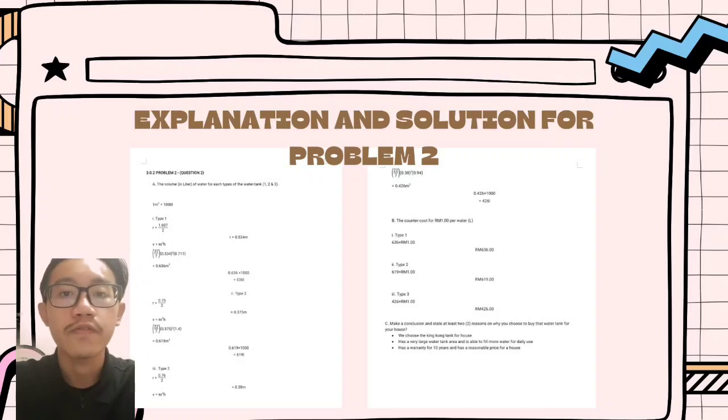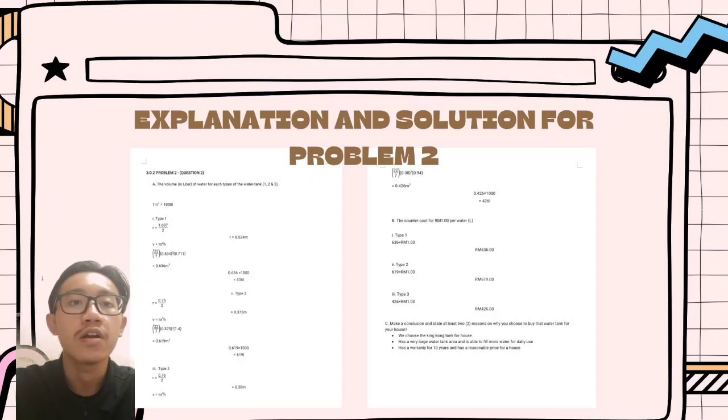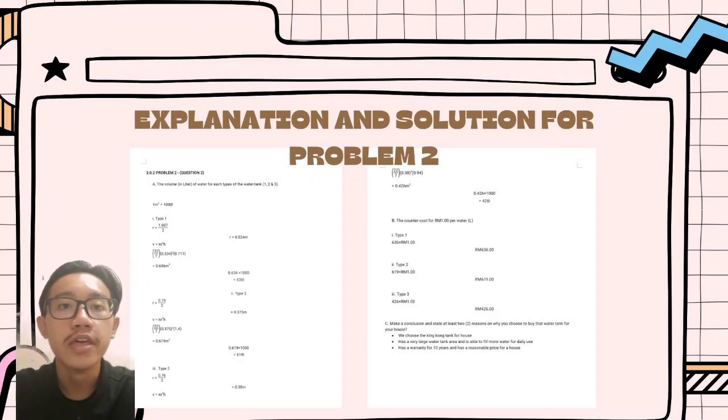For problem 2, question 2, we calculate the water tank. We have 3 types of water tank, which are 1, 2, and 3. For the first type, we get the radius first. The value is 1.607. We divide by 2, and the answer for the radius is 0.534. Then we calculate the volume of the first water tank.